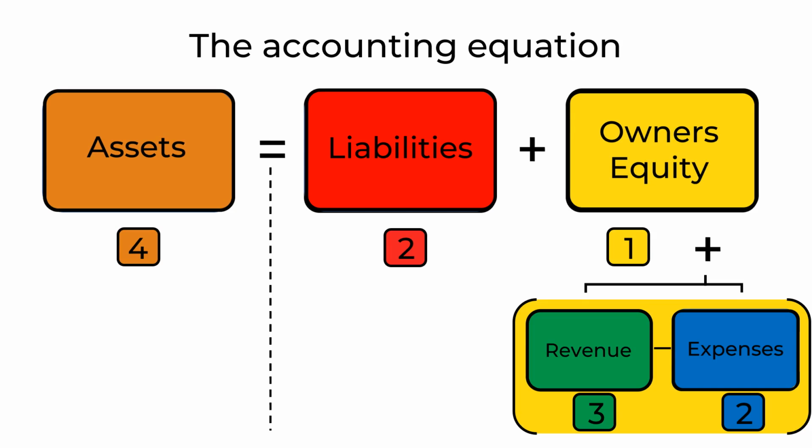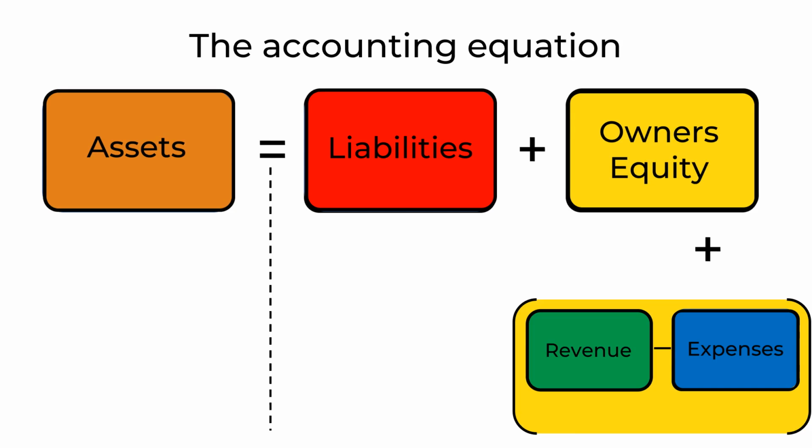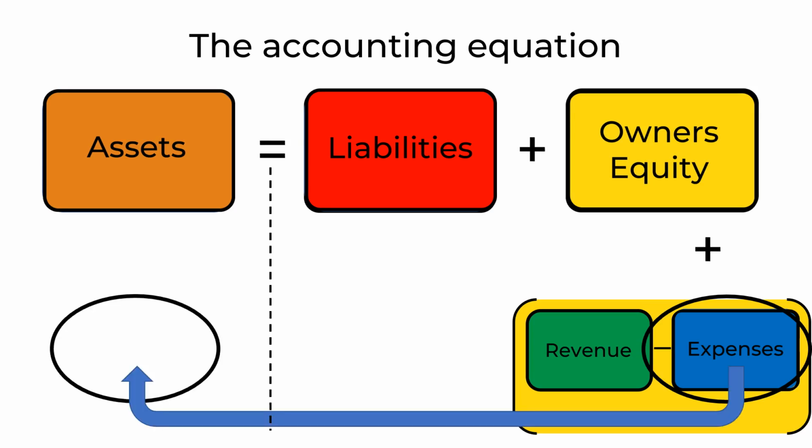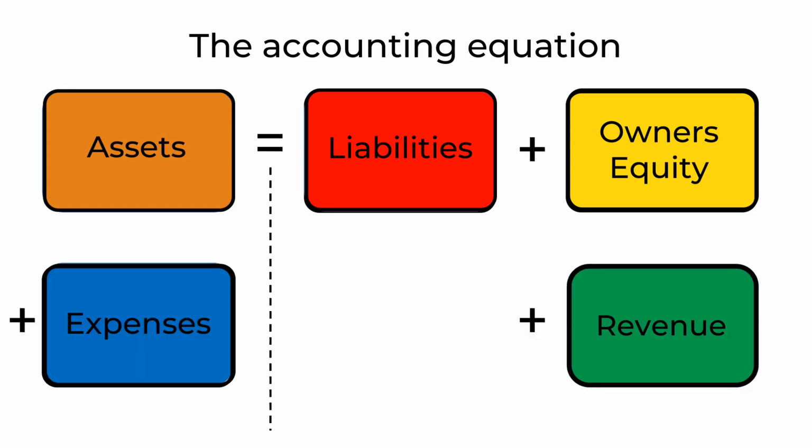Now, our problem here is having that minus expenses on the right-hand side of the accounting equation. We don't like it very much there because it's not very neat and tidy. Maths lets us take that minus and put it onto the other side of the equation and make it a positive. I'm going to show you how that works. But this is what the accounting equation now looks like. Assets plus expenses equals liabilities plus owner's equity plus revenue.